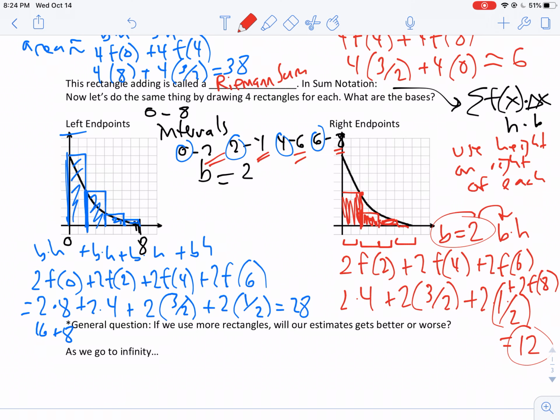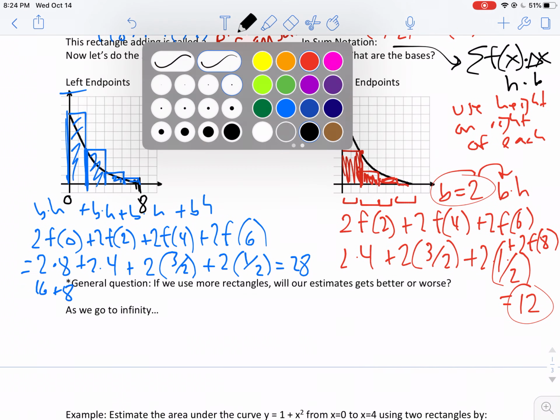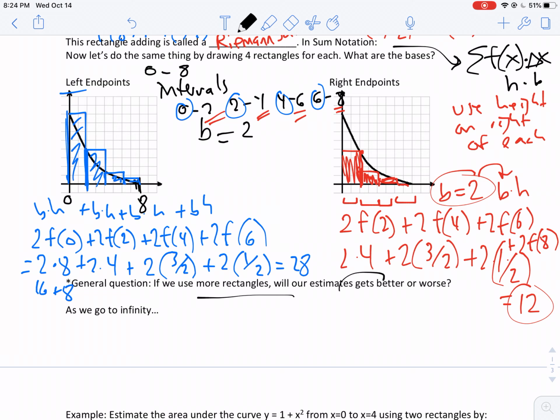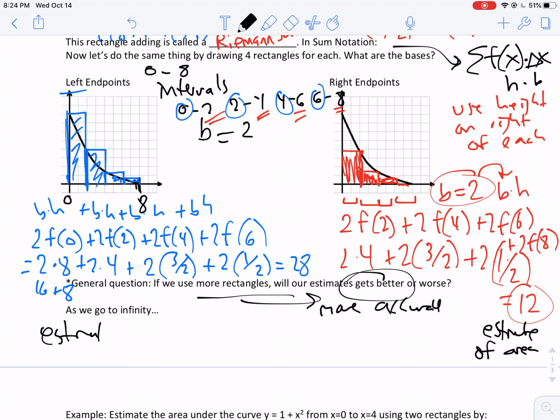Okay, so let's talk about just a couple other things. First off, something obvious. If we use more rectangles, our estimates get better. And that makes sense, right? The more rectangles is going to be more accurate. If I just draw one huge rectangle, it's going to be pretty rough. But if I draw 10 or 20 or 50, it's going to give me a pretty good estimate of this area. So that's what this is. This is an estimate of the area under the curve. Anyway, as we go to infinity, this estimate will get infinitely good, and it will exactly match that definite integral you know about.